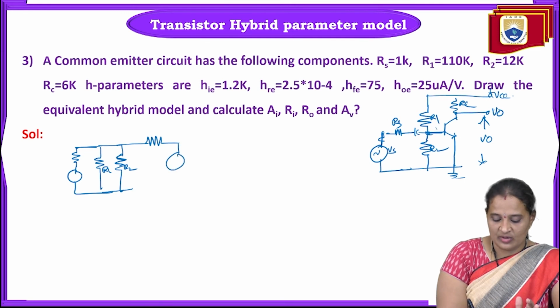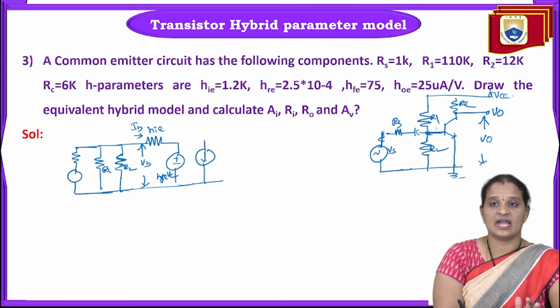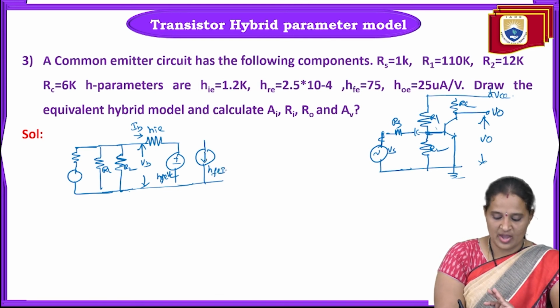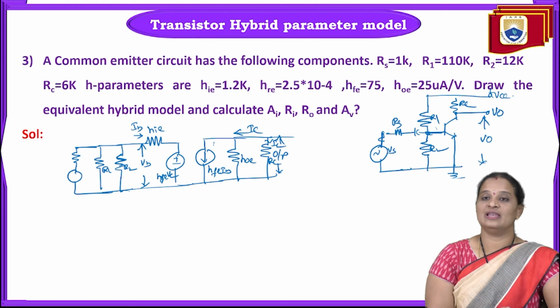And this is the equivalent circuit hybrid parameter model of the transistor, that is HRE into VC, and this is HIE, and the current flowing is IB, and the voltage drop across this one is VB. And now coming to the output side, we do have HFE into IB, and we have HOE, and we have RC now, across which we are going to take the output. This is RC. And here the current flowing is IC, and this one is IL, let us consider.